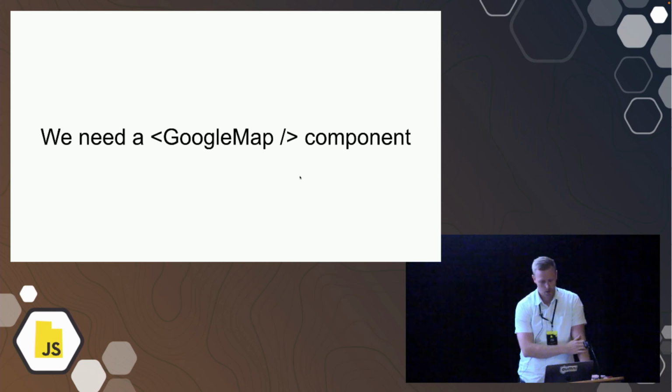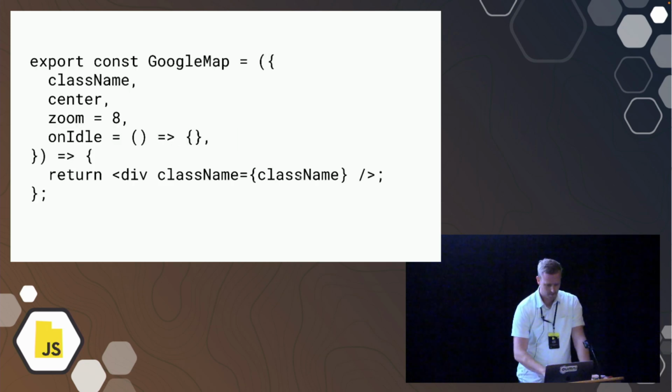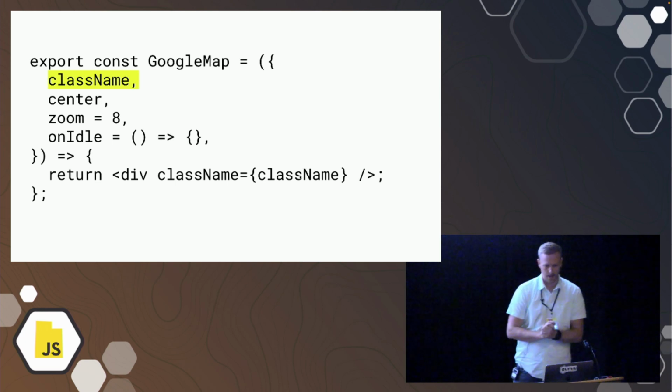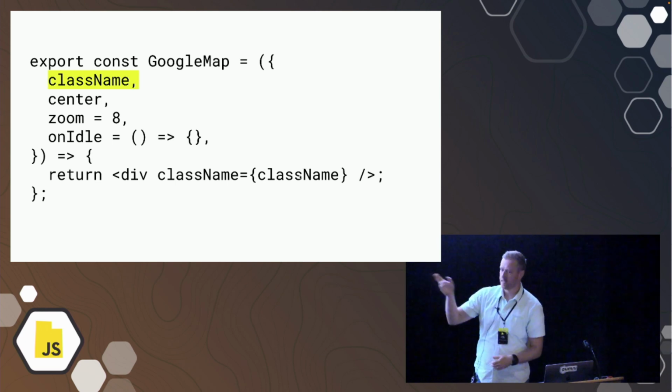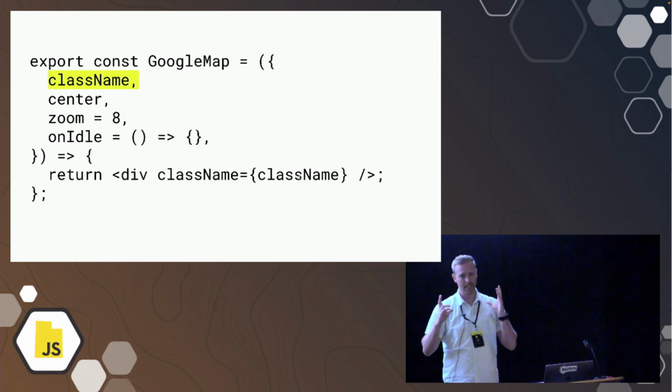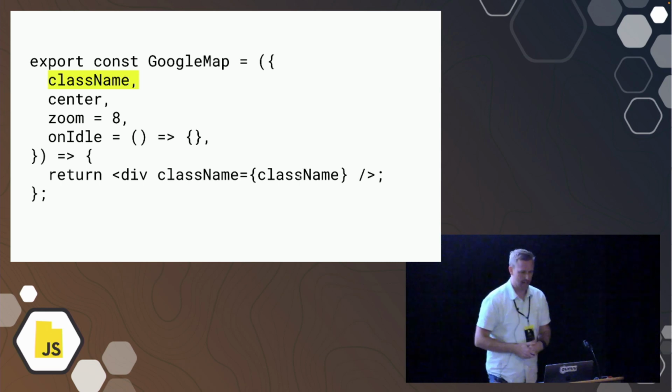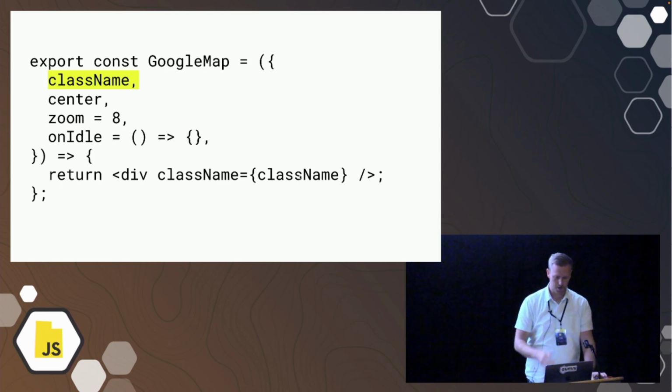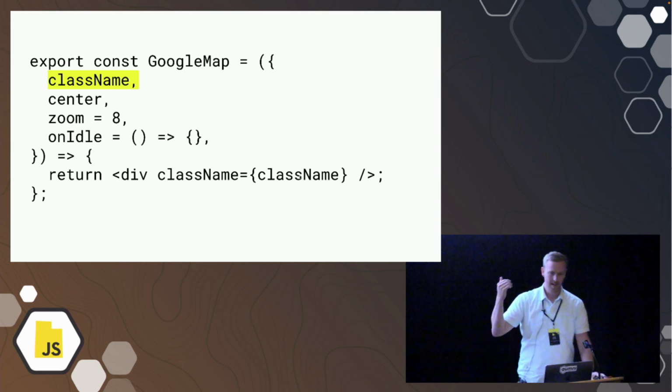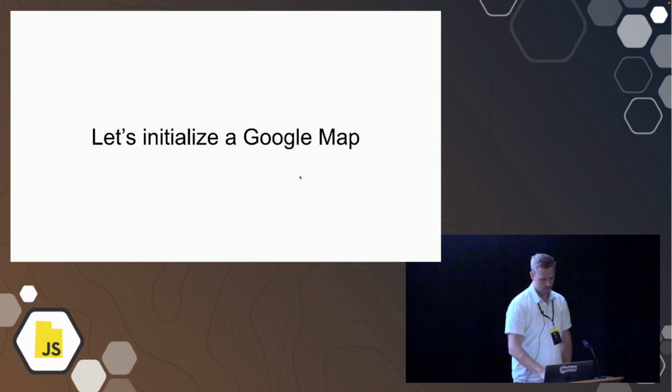Well, first we'll need a Google Map component. Okay, so we created a basic Google Map component here. One thing to call out is something that's important with Google Maps: you do need to size it. And so we're going to pass className as one of the attributes for where we're going to mount this Google Map. That way you can provide the sizing info.